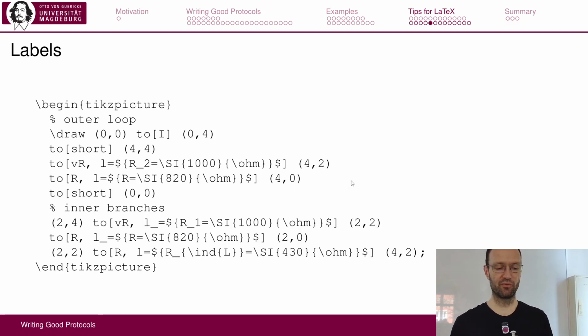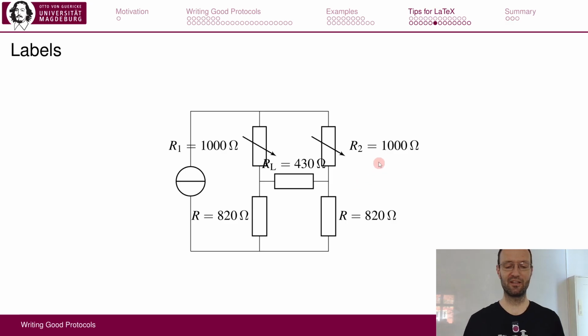So the next step is we need to have labels. For each element, for the variable resistor and for the resistor, we add some labels saying, hey, this is the resistor R2, and this has 1000 ohm, and the next one has 820 ohm, and so on. So we get these labels. And then we see, oops, what's the problem?